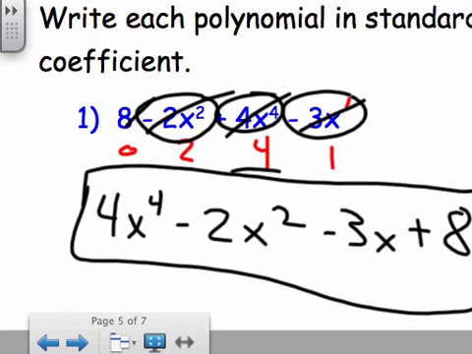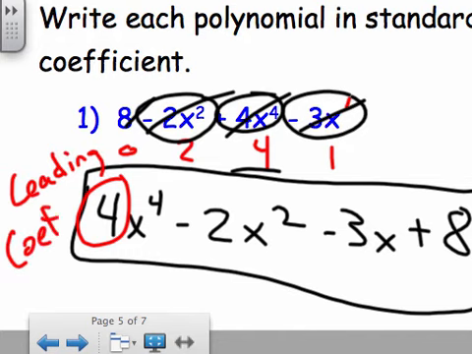And my leading coefficient, remember the coefficient is the number in front of your variable. Well, the one out front is my 4x to the fourth. So that would be the coefficient, the leading coefficient. I'll just go with F there.